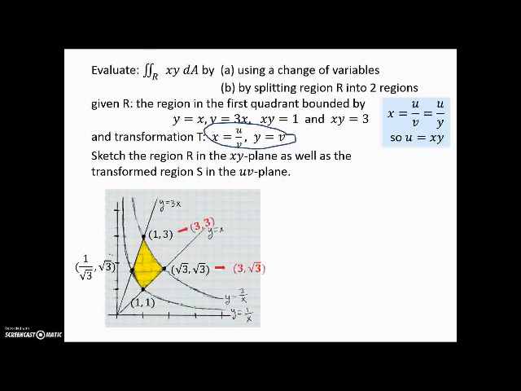So I can find the intersection points for my uv plane very easily because v is just the y value, and then to get the u value, I just multiplied the two coordinates together.